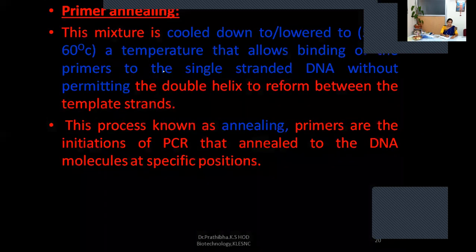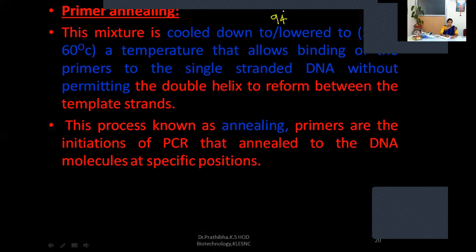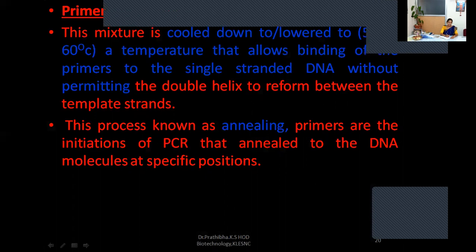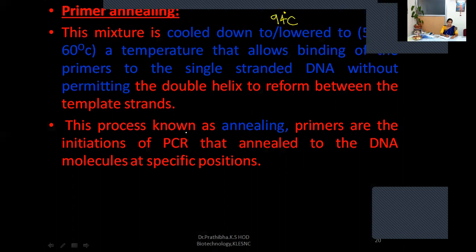Okay. Now let us go to primer annealing. I have told you already in the previous slides what these primers are. The mixture is cooled down. In the previous condition, denaturation, what was the temperature we kept? 94 degrees Celsius. Now this PCR mixture is cooled down to 50 to 60 degrees Celsius. We are reducing from 94 degrees Celsius to how much? 50 to 60 degrees Celsius. Some books specifically mention 55, like that.